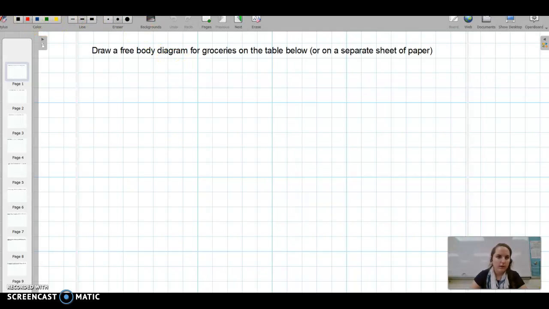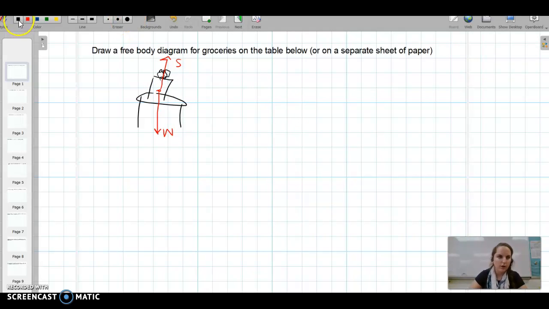Okay, so let's just start by drawing the groceries on the table. That's all the food in the groceries. And this is our table. Again, you're going to have some forces acting on this, right? We actually have two, right? The weight here, and then the support force from the table.